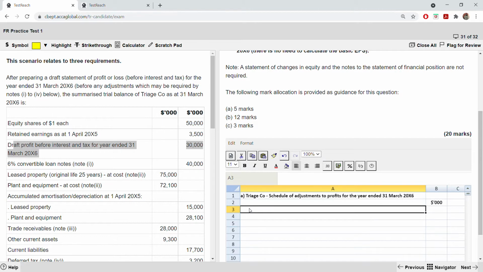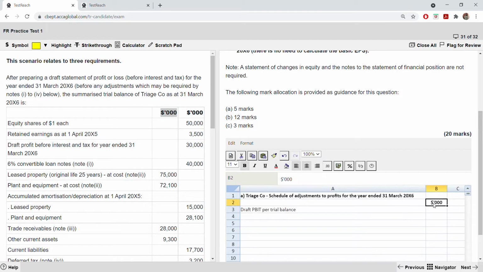Okay, so what are you going to write for a draft? Profit before interest and tax. For profit before interest and tax, you can use this abbreviation, PBIT, it is understood. Profit before interest and tax per trial balance, okay? Because you are taking it from the question, so write per trial balance. How much is it? 30,000. If you see, they have taken it like this, so make sure that you also follow the similar way. Okay, be consistent with how they have presented and how they have given.